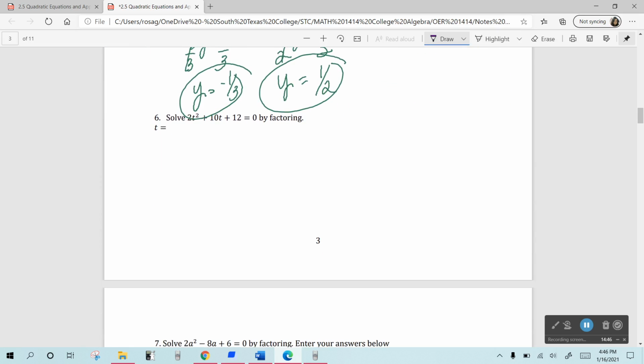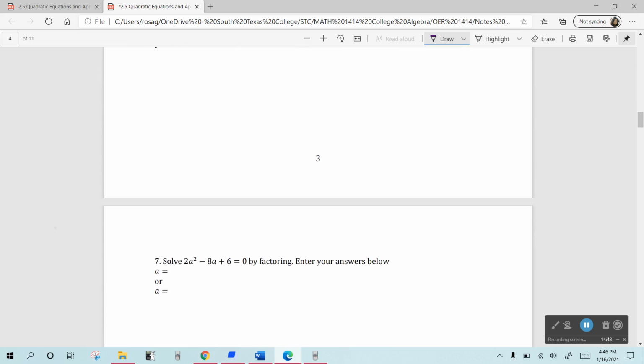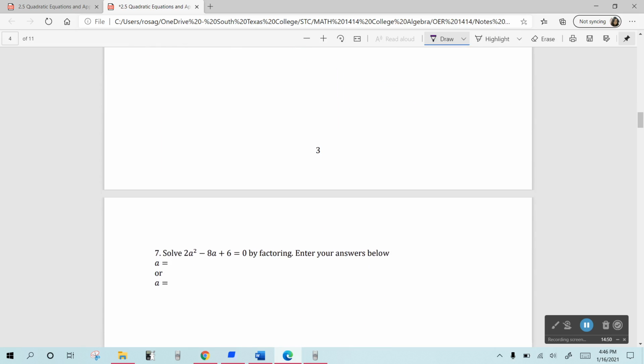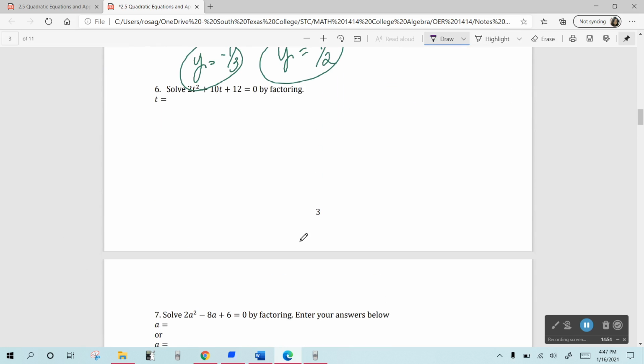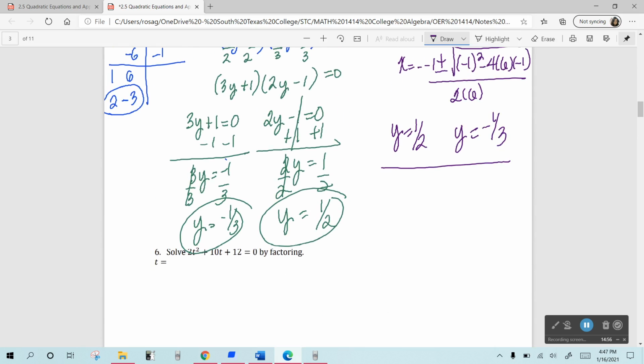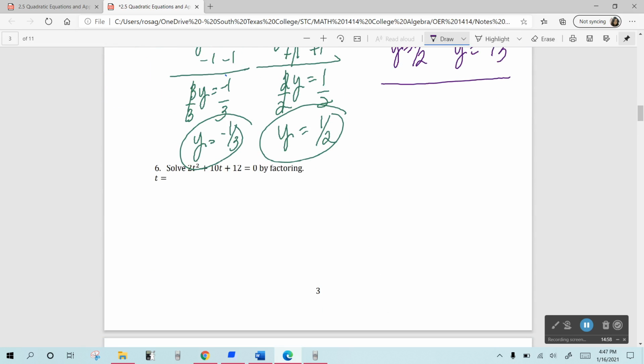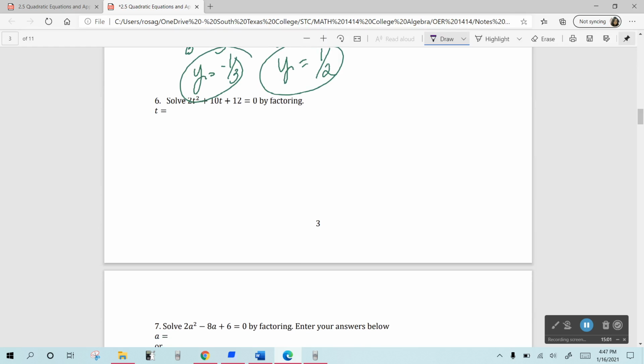So here is one that I suggest. You have two here. I do suggest that you pause the video and try to work them on your own, either with the calculator and the quadratic formula or with factoring, and then we can come back and compare answers. Now from now on, I will focus on just quadratic formula.